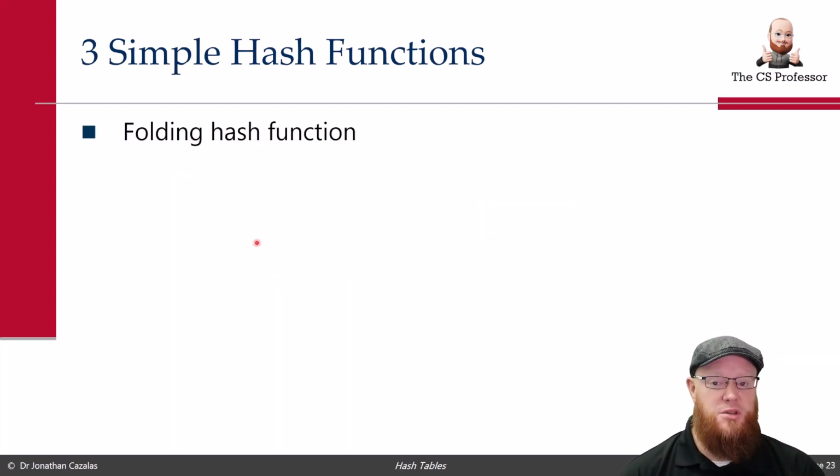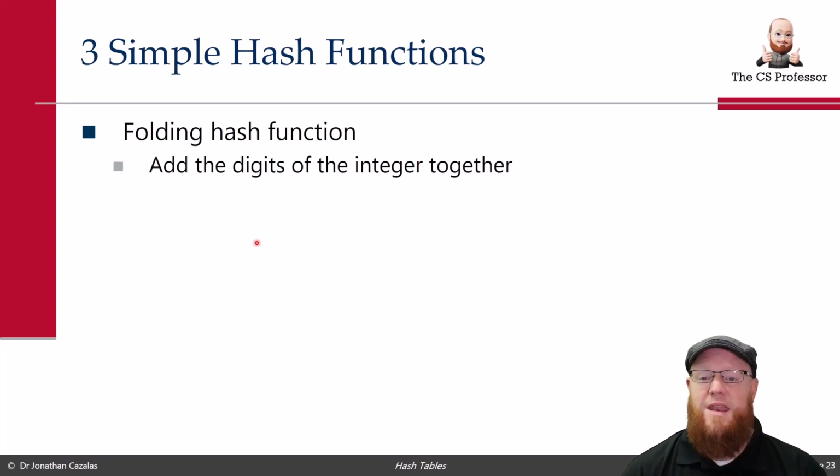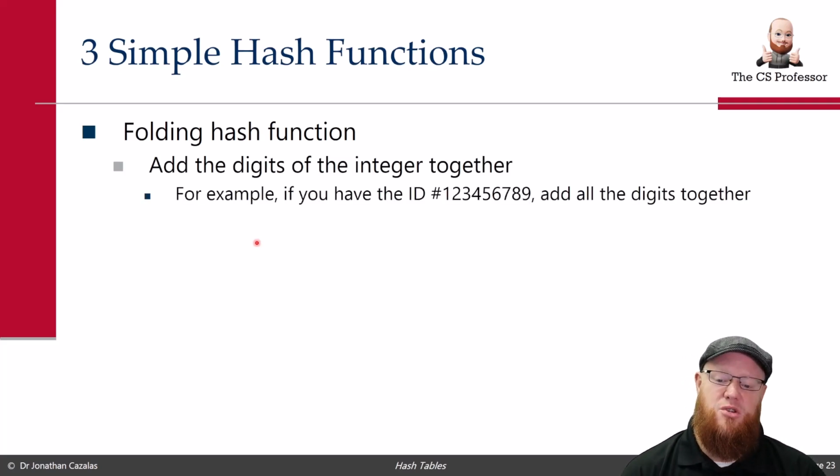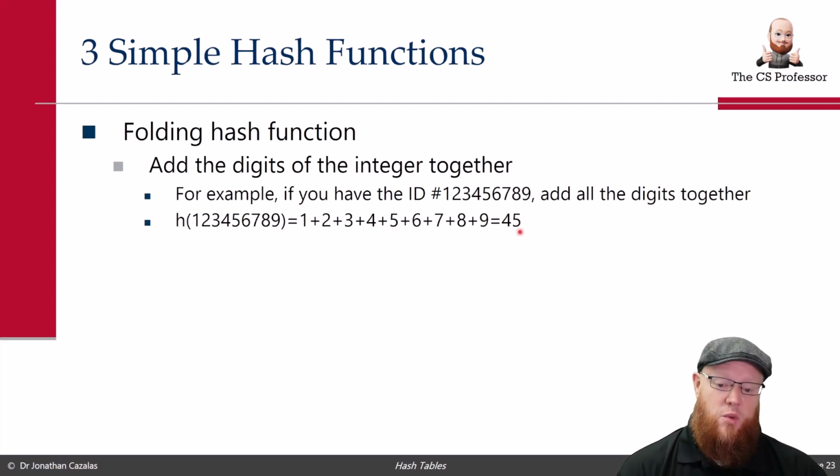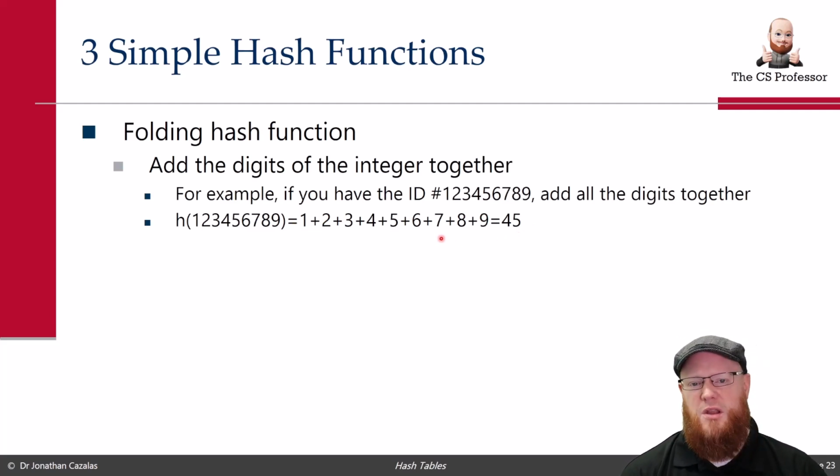Another type of hash function is called folding, where we can add the digits of the integer together. So for example, given this 9-digit ID number, what if we said, let's just add all of the digits together and we get 45. Let that be the result of your hash function. Here's a good question to consider. If I said this was the hash function, how large of an array would you possibly need? Pause the video and think about how you could come up with that.